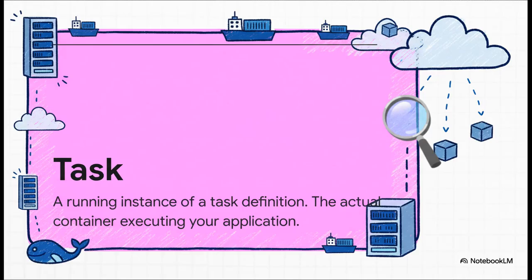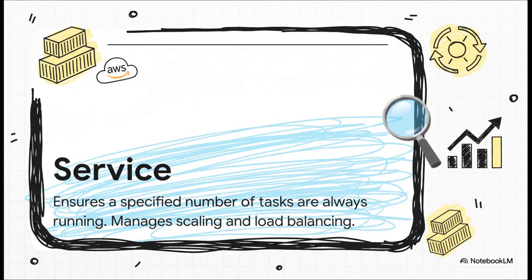So, if the task definition is the blueprint, then the task, well, that's the actual house you just built. A task is the living, breathing, running version of your task definition. When you tell ECS to run your app, what you're really doing is launching a task. This is it, your application, alive and doing its thing. And finally, we have the service. And this is where the real magic happens. If a task is just one house, the service is the city planner who oversees the whole neighborhood. The service's job is to make sure you always have the right number of houses running. If one crashes, poof, the service replaces it instantly. Need to scale up for more traffic? The service handles that. It's the brains of the operation.